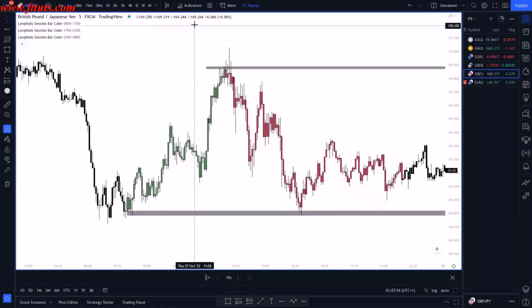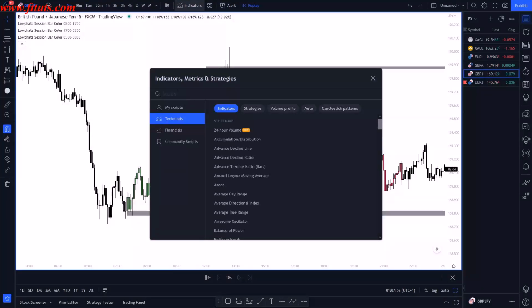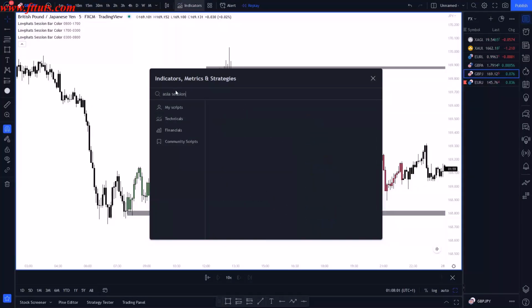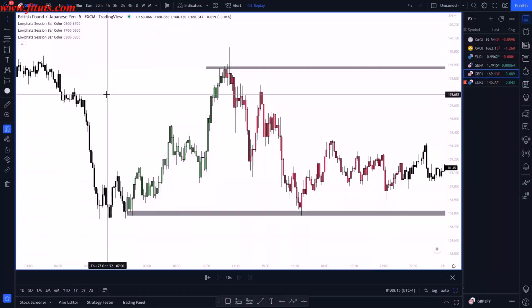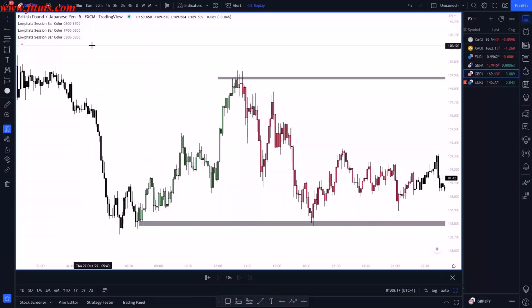So what you need to do is go over to indicators and type in Asia session bar, and it's this one right here by Lofat, or it's by Raymond Koto. It's one of these two, but this is the indicator right there, and you want to favorite that and then put 3 of them on your chart. So add 3. Obviously I've already done it, and then the settings that you want to put on are these ones.